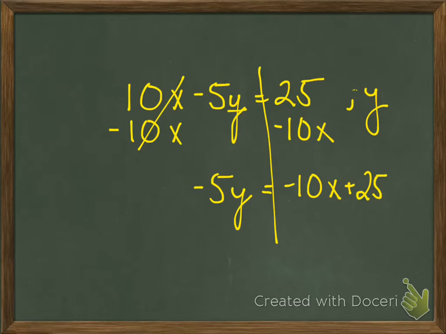And you might be saying, aha, I'm done. I got the y by itself. No, you didn't. Yes, I did. No, you didn't. The y is not by itself. There's a negative 5 on it. Got to get rid of that.